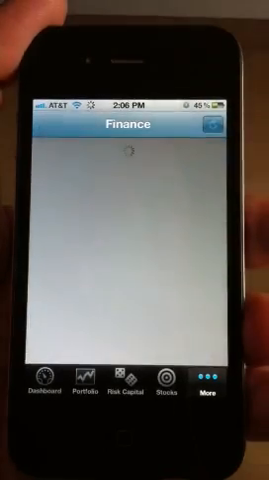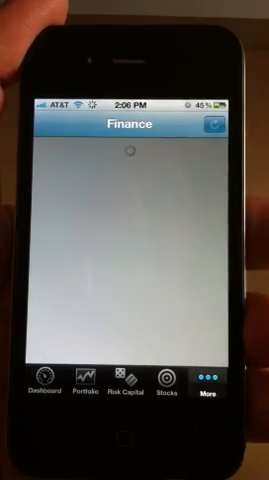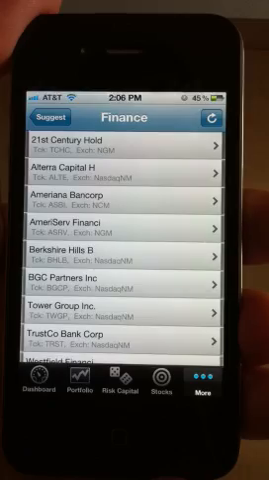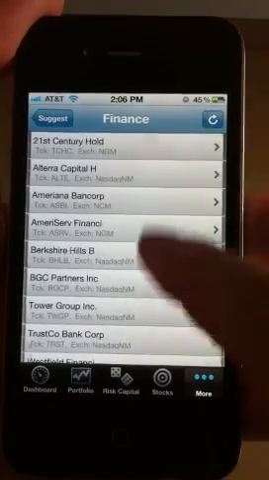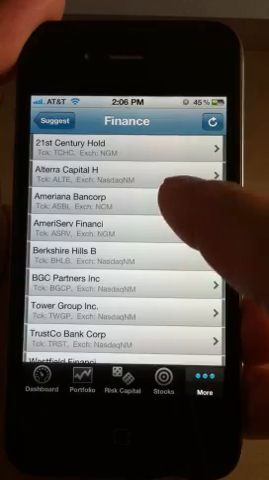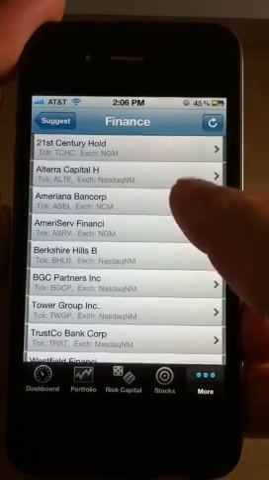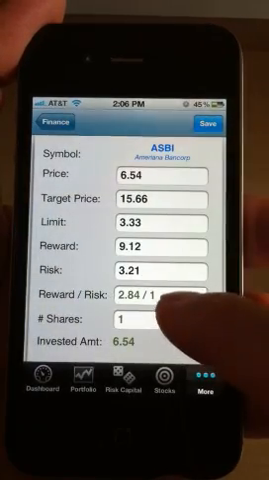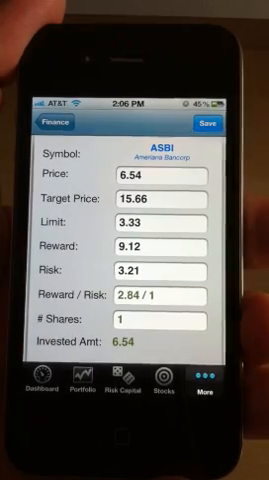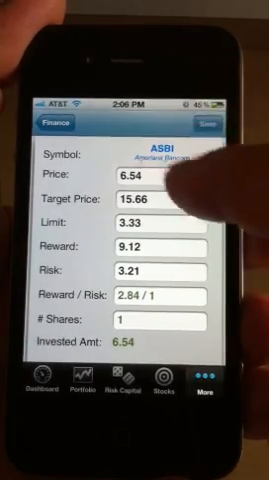Let's say finance. Right now it goes and takes all of the stocks on Nasdaq in finance and checks if they fit within your reward to risk ratio. All of these picks actually are doing better than your reward to risk ratio. So they're good candidates. You select this and you see that yes, indeed, the reward to risk is at 2.84 and it's green. So let's save this.